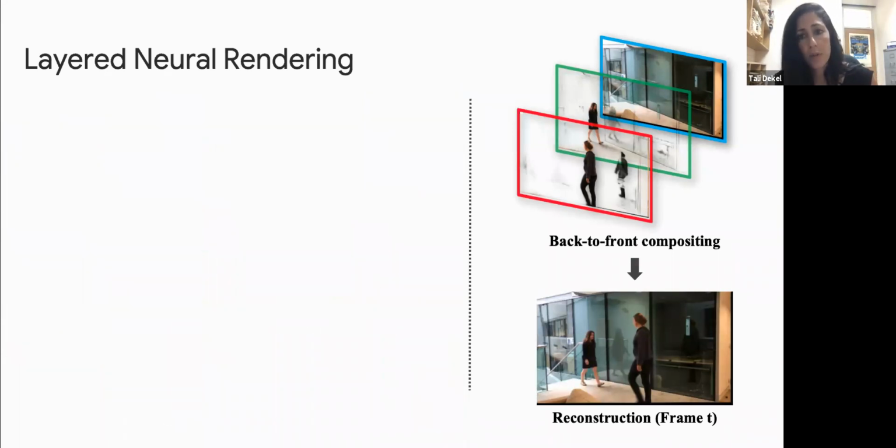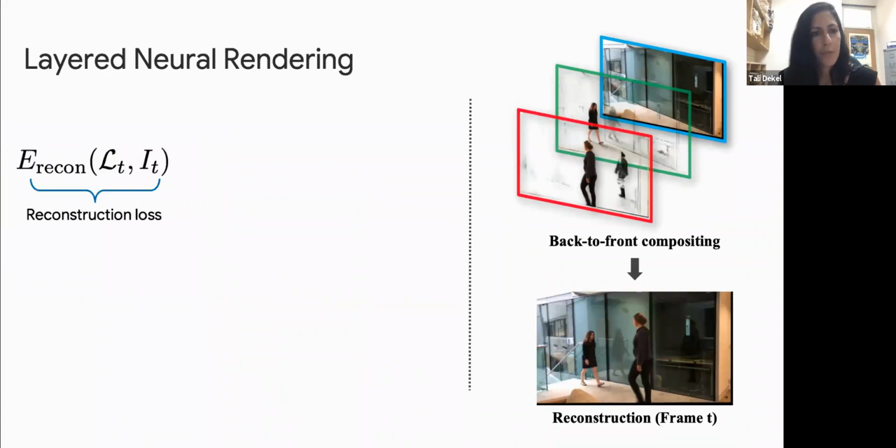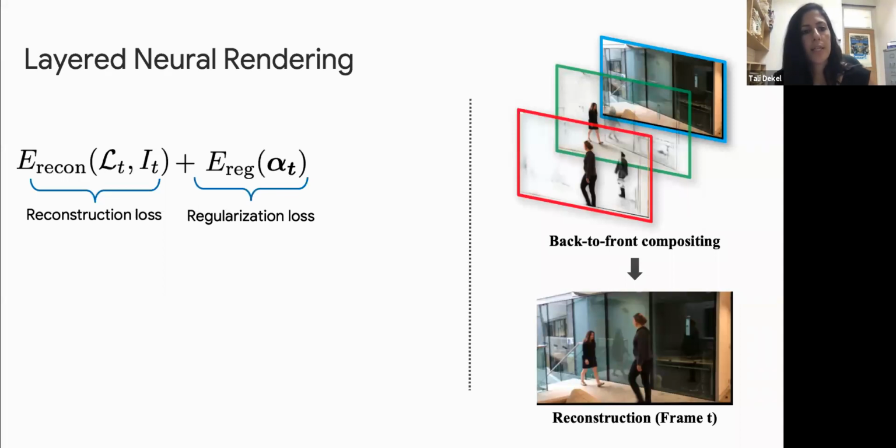So we apply several losses to train our model. The first is, of course, reconstruction loss. We want the layers, when we put them back together, to reconstruct the original frames. We also have a regularization loss that we apply on the alpha mat. Basically, we want the alpha mat to be sparse. So this loss is a combination of an L1 and an L0 loss on the alpha mat.